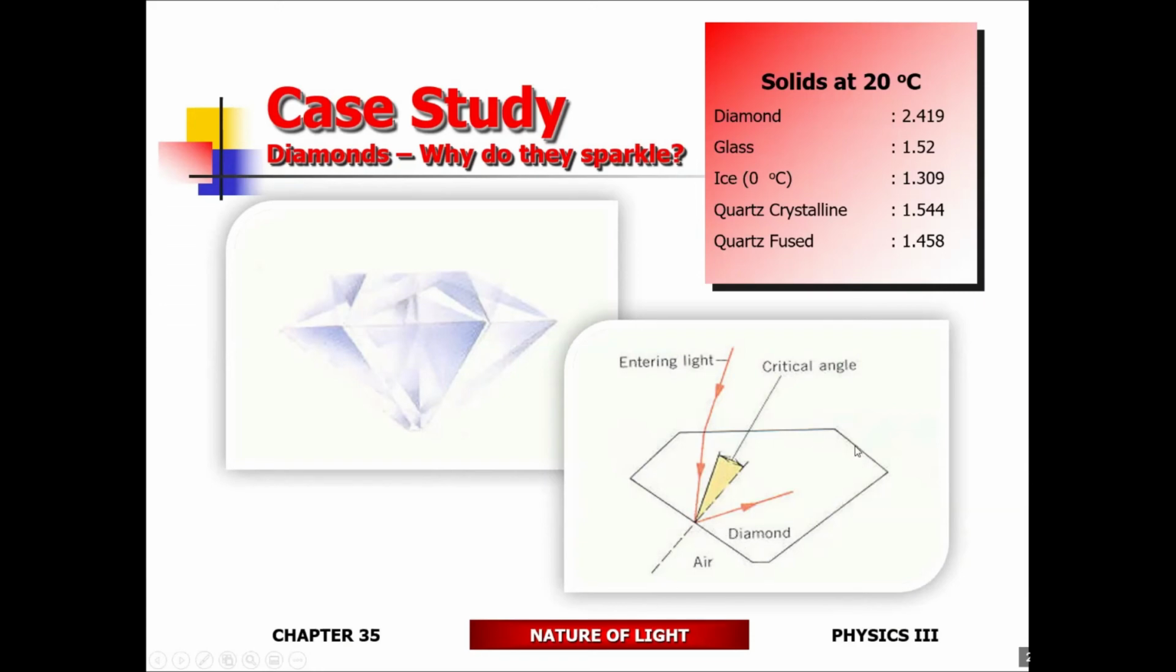So they are very good at capturing light, as the light is just bouncing all over the place inside the diamond. Only at certain angles, smaller than the critical angle, is the light going to escape from the material itself, so it will get refracted at angles smaller than the critical angle. At angles larger than the critical angle, it will just bounce around. And so that's the reason why.